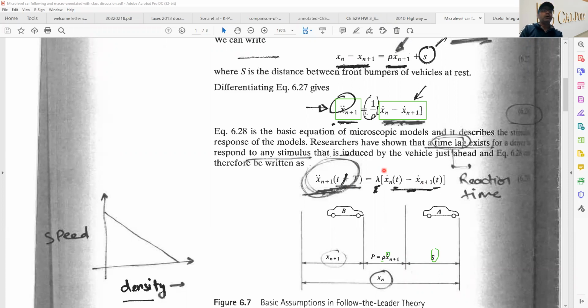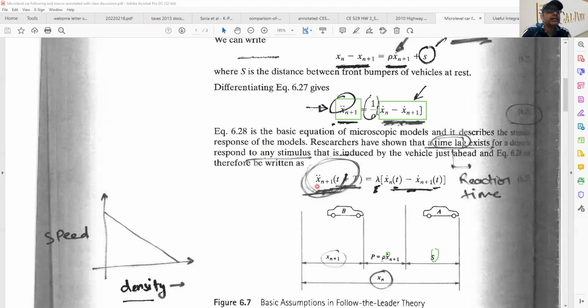Now, 1 over rho we can define as what we call lambda. We can also introduce one more thing here, which is the reaction time. Researchers have shown that a time lag exists between a driver's response to any stimulus induced by the vehicle just ahead. So that's why in that stimulus-response, equation 6.28 will not take place at exactly the same time. It's going to happen after a lag of time, capital T, which is what we call the reaction time.